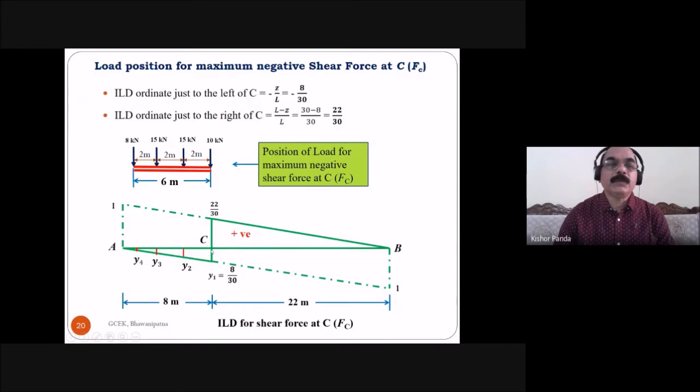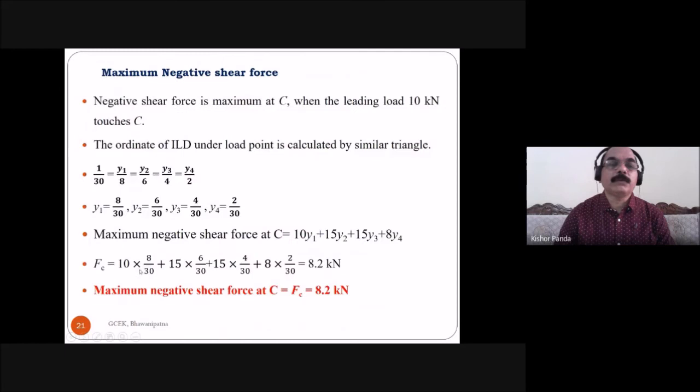Then you can find the maximum negative shear force at C. What is the maximum negative shear force? You take each load and multiply it by the corresponding ordinate. This is the load and this is the corresponding ordinate. That is 10 into Y1 plus 15 into Y2 plus 15 into Y3 plus 8 into Y4. This is the maximum negative shear force.